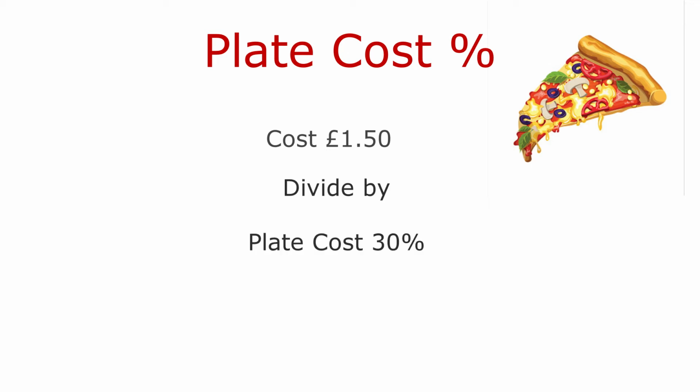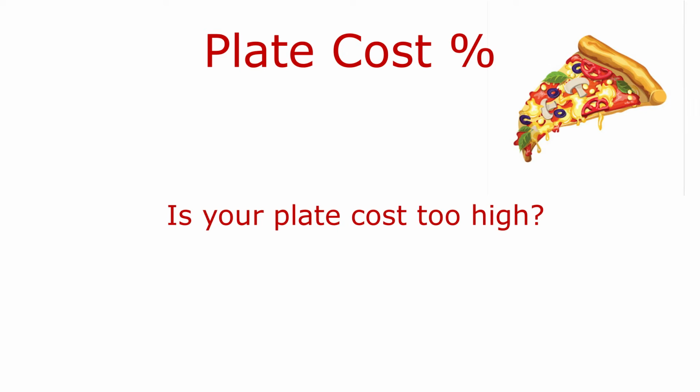So you take your £1.50, divide it by 30%, and you will get a selling price of £5. What this means is that every time you are selling this 6-slice pizza for £5, you, the business, are incurring a cost of £1.50, which represents 30% plate cost, and therefore leaving you with a profit of £3.50. At this point, you can then decide and work with your accountant to see whether this plate cost percentage is too high.